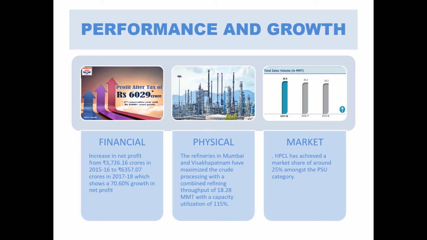HPCL's combined gross refinery margin was recorded at $7.40 per barrel during the year 2017-18. The refineries in Mumbai and Visakhapatnam have maximized the crude processing with a combined refining throughput of 18.28 MMT with a capacity utilization of 115%.